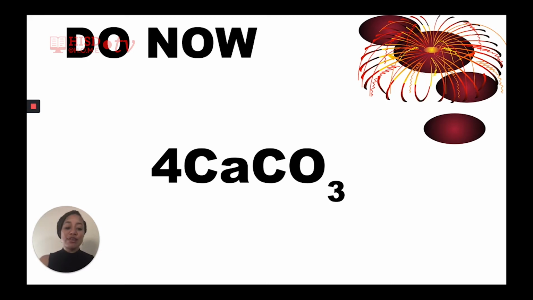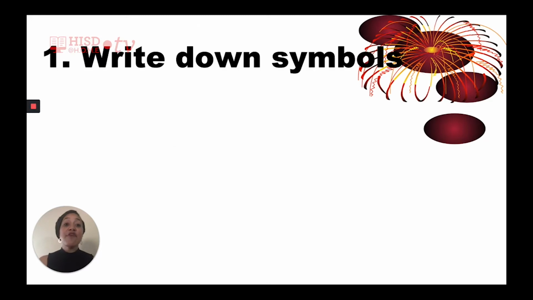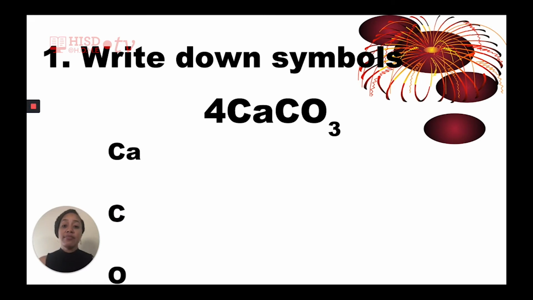All right, so let's begin. The first thing you need to do when counting atoms for each element in a compound is write down all of your symbols so you can identify the different elements within the compound. The elements within this compound are Ca, C, and O.